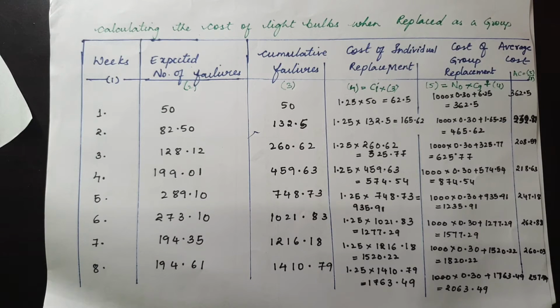And in the fourth year, how much will it be? 199.01. In the fifth year, 289.10. Then the sixth year 273.10. Seventh year 194.35. In the eighth year 194.61.